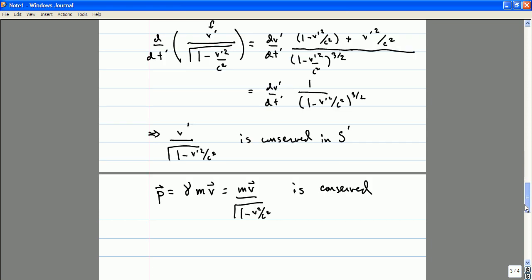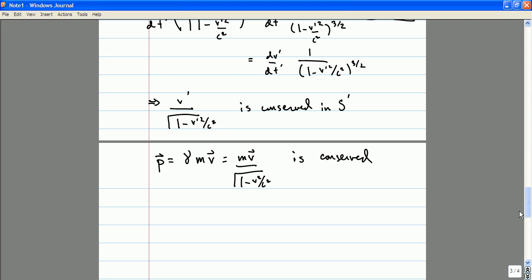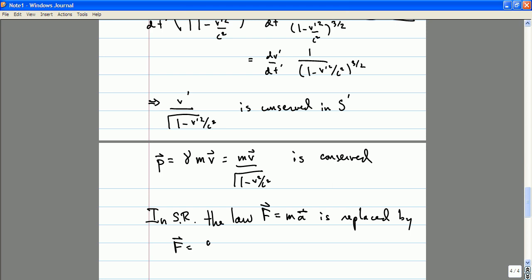And just as in Newtonian mechanics we have the law F equals ma, in relativity the law F equals ma is replaced by the law F is d by dt of P, which is gamma mv. Okay. That's, I suppose, implicit in what I was saying above.